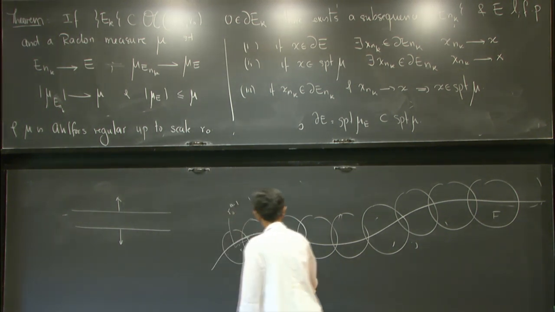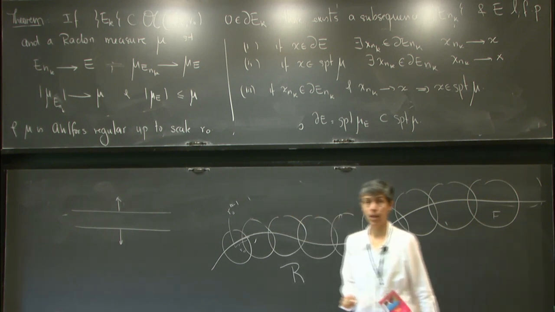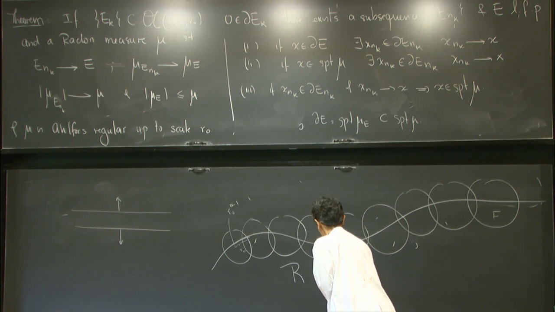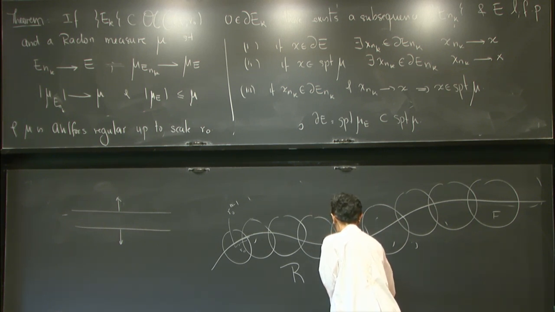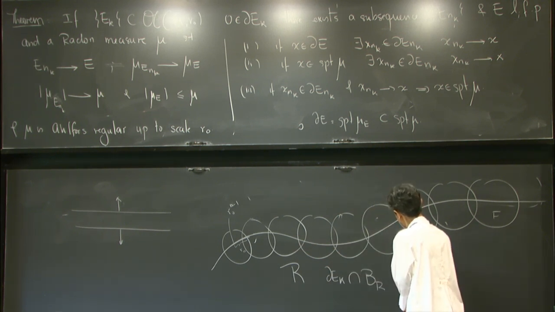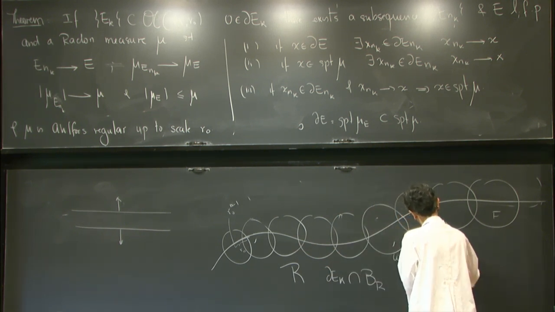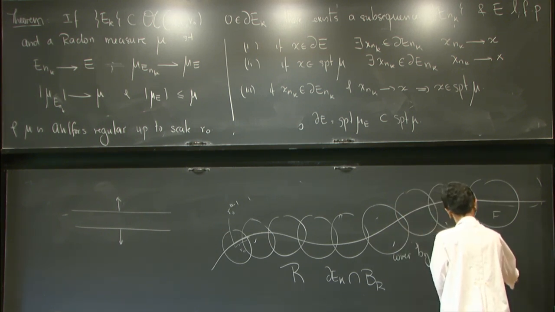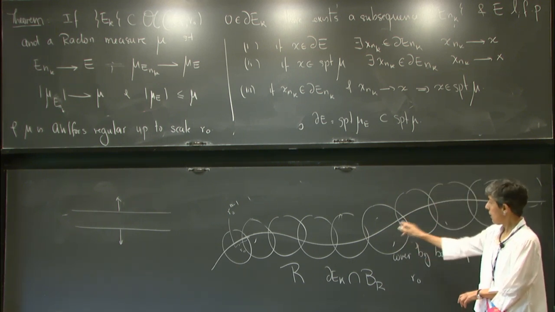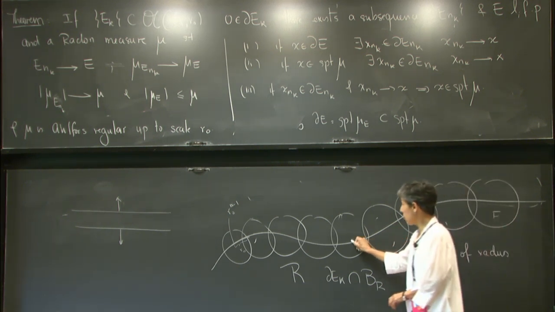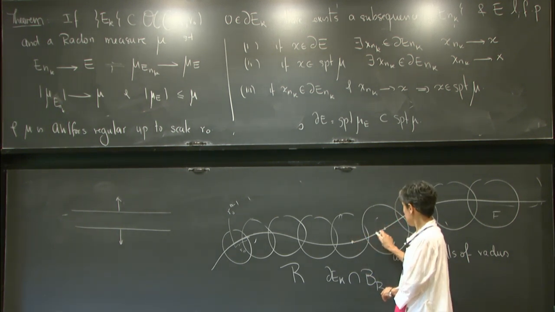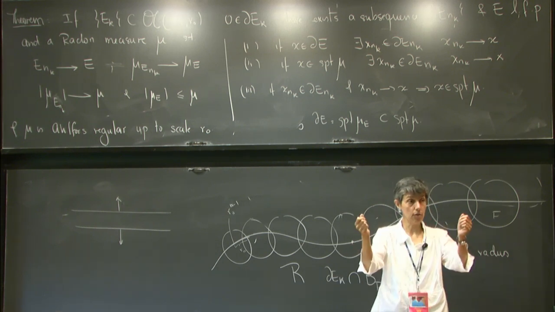So I am on a ball of radius big R, and I cover, if you want, the boundary of E sub k intersected with B of R by balls of radius R0, such that they look like this. What does it mean? The center of this ball doesn't belong to this ball. Okay, so the centers are at a certain distance.